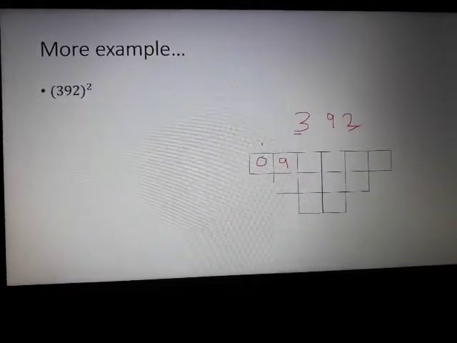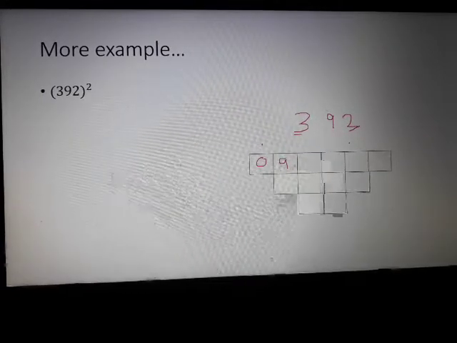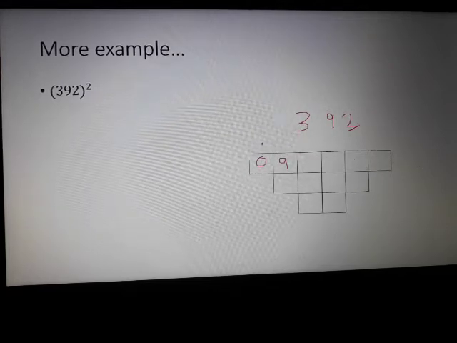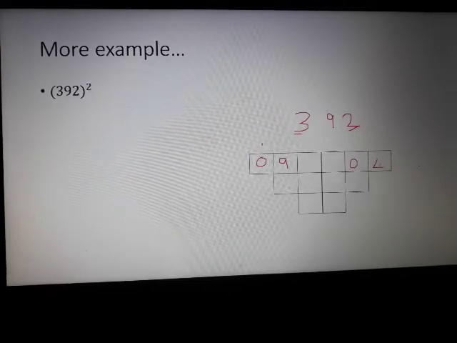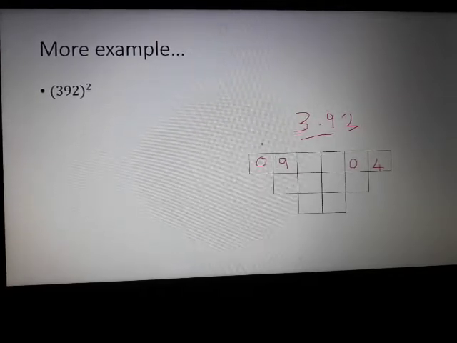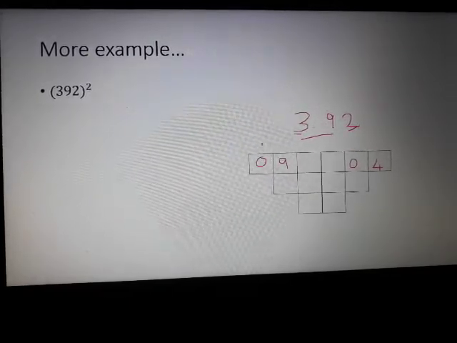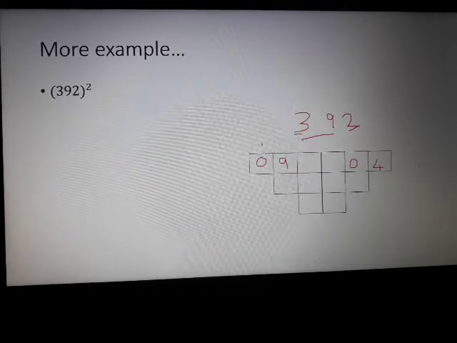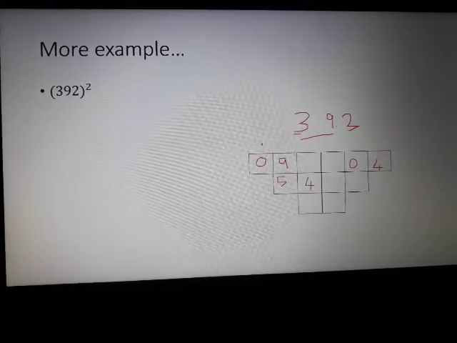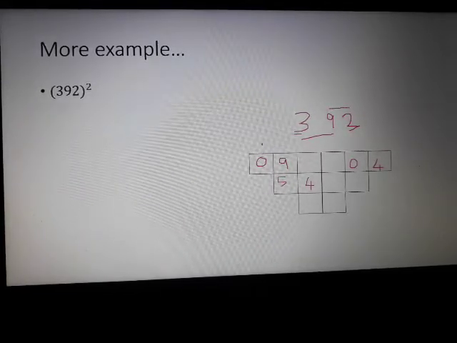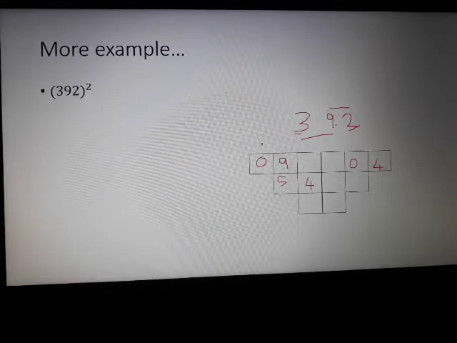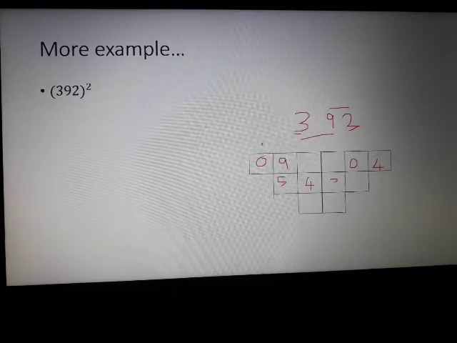Now consider the last digit. We have 2. The square of 2 is 4. However, we need 2 place values, so write 4 as 04. Now consider the first and the second digit. Multiply them. 3 9s are 27. Double the result. Double of 27 is 54. Now consider the middle and the last digit. We have 9 and 2. Multiply them. 9 2s are 18. Double the result. 18 doubled will be 36.